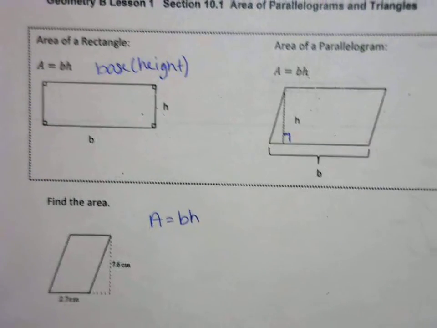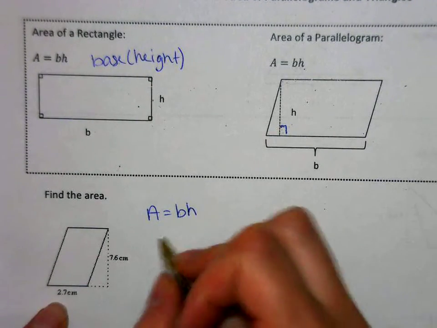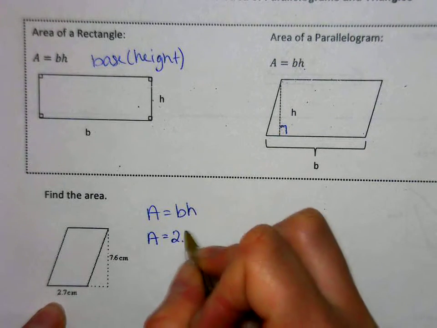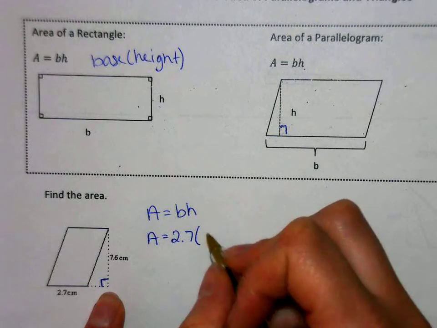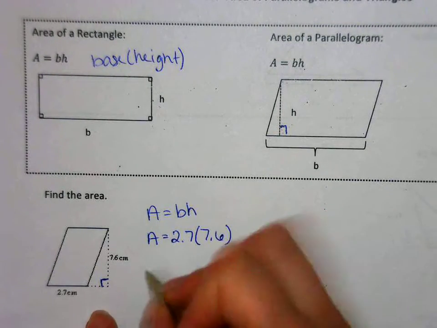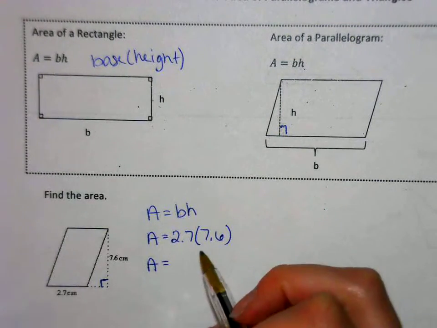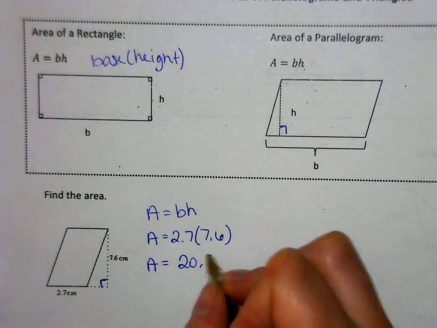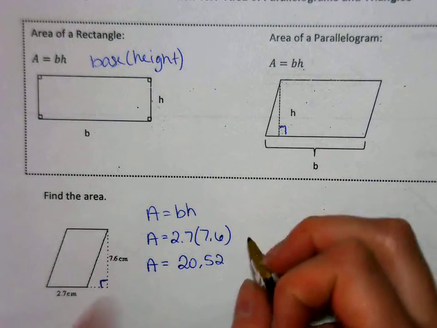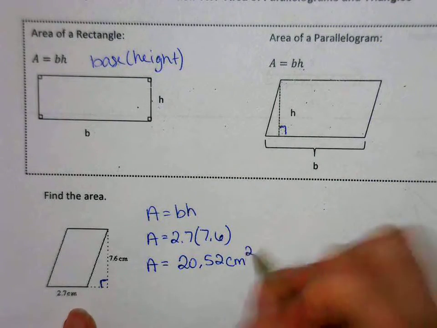So if we look at the first example, our base is 2.7. And our height, which forms that 90-degree angle, the perpendicular line, is 7.6. So to find the area, we can do 2.7 times 7.6, and we get 20.52. And since it's the area, it's going to be centimeters squared.